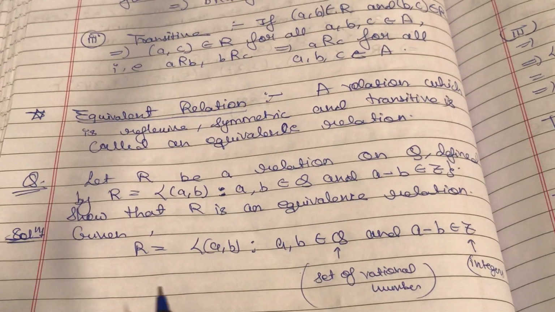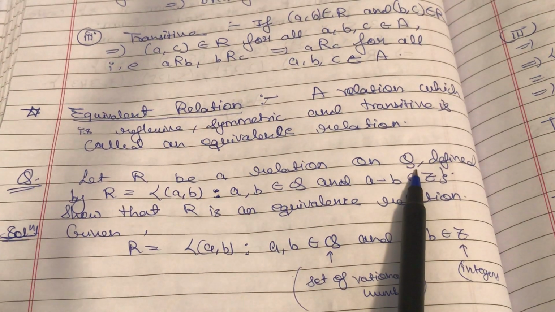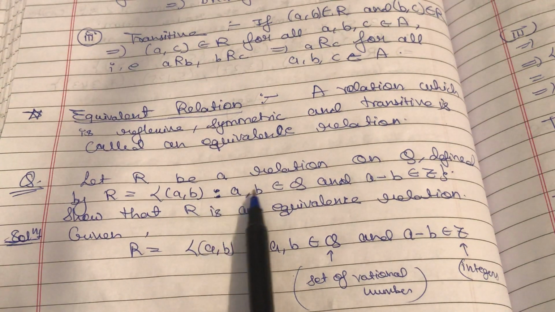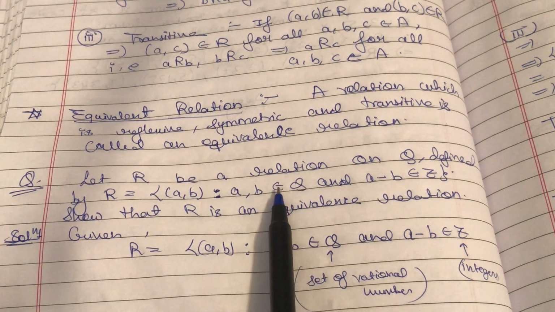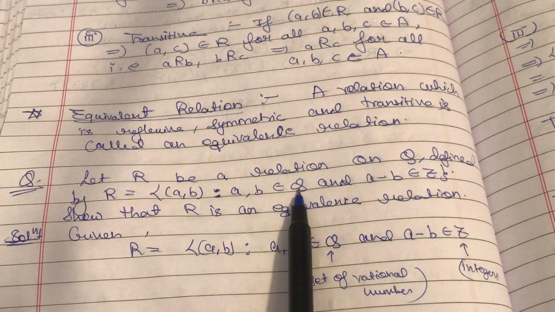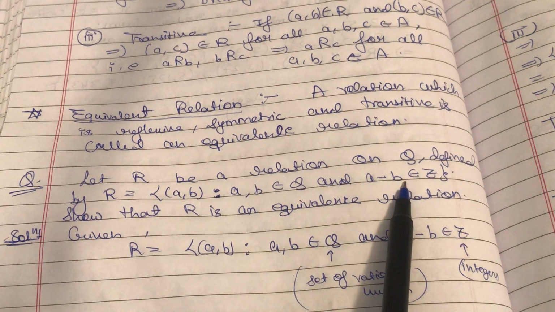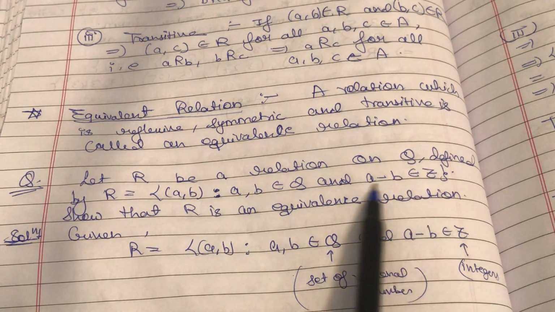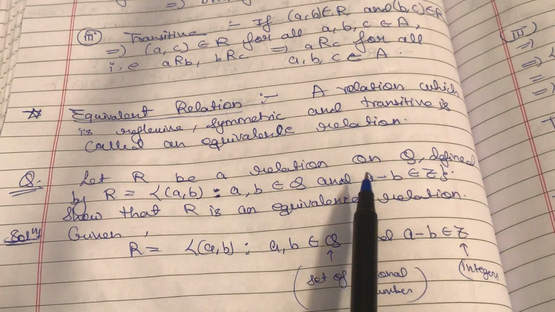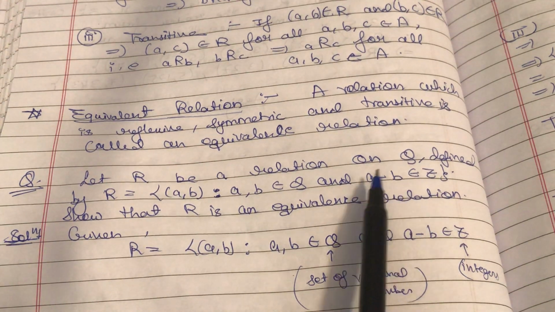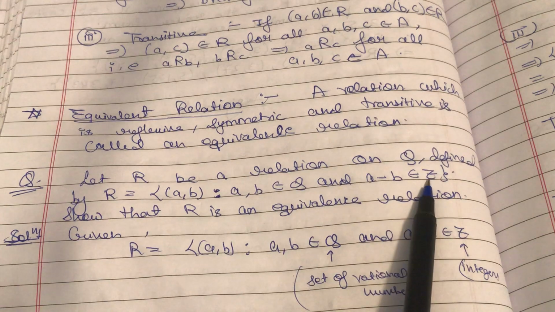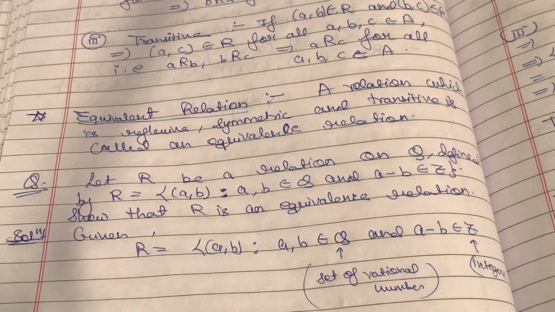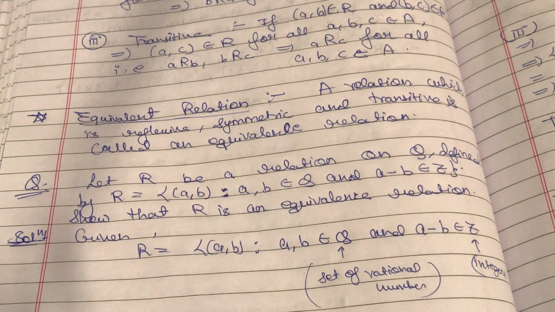Here, let R be a relation on Q defined by R equals (a, b) such that a, b belong to Q. Q means the set of rational numbers, and also a minus b belongs to Z. Z means the set of integers. So this is the condition that if we subtract two rational numbers, we should get an integer, right?